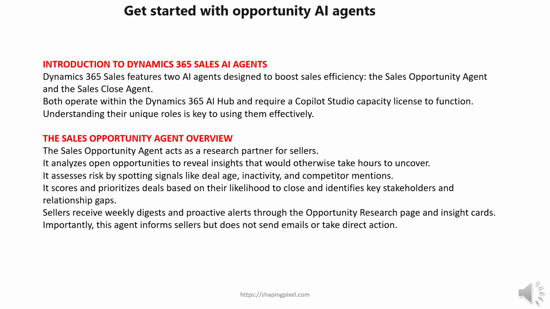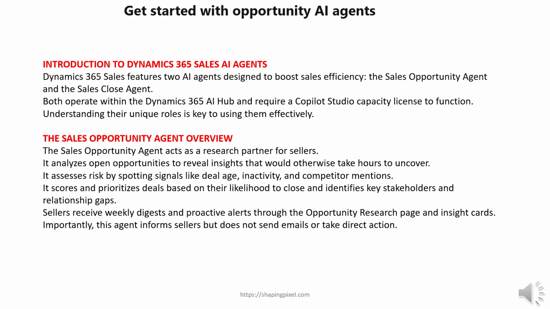Dynamics 365 Sales features two AI agents designed to boost sales efficiency: the Sales Opportunity Agent and the Sales Close Agent. Both operate within the Dynamics 365 AI Hub and require a Copilot Studio Capacity license to function. Understanding their unique roles is key to using them effectively. The Sales Opportunity Agent Overview. The Sales Opportunity Agent acts as a research partner for sellers. It analyzes open opportunities to reveal insights that would otherwise take hours to uncover.